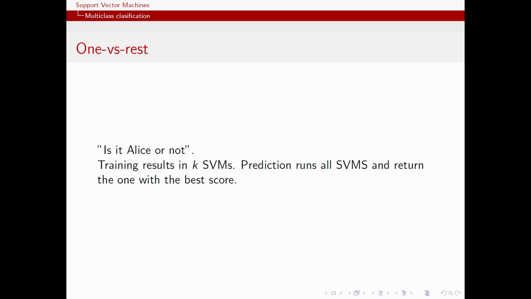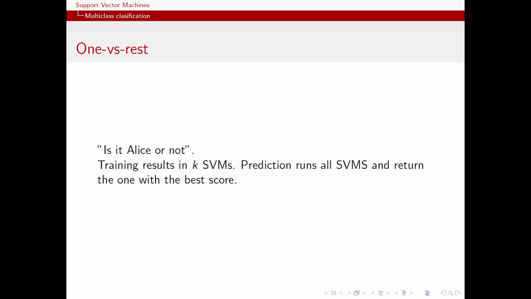In the example that I mentioned, we have Alice, Bob or Charlie. If it's one versus rest, then we are only looking at is this picture Alice or not. So we are taking the one category that we are interested in, and everything else is just the rest. And the only thing that we want to see is if it belongs to the Alice category or the one that's everything else. We train k separate SVMs, each classifying one class versus all the other classes.